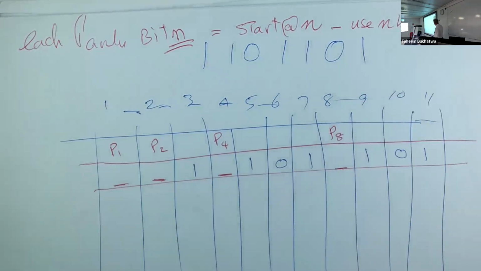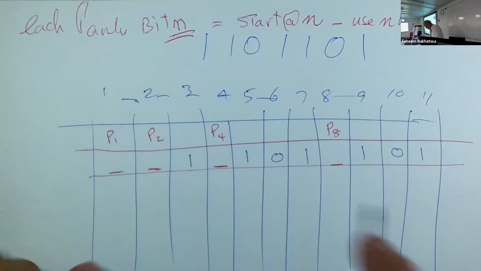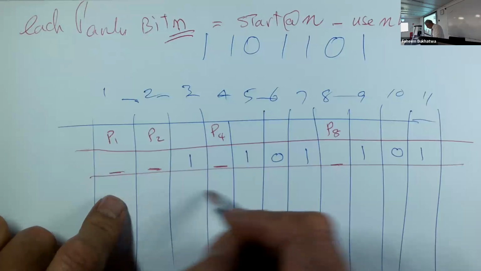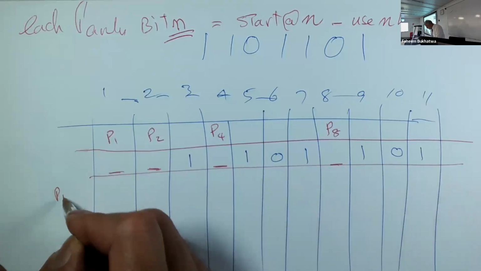What does that mean? Okay. For parity 1, start at number 1, use 1 and skip 1, and keep doing that. Use 1, skip 1 until the end of the frame. Right, so the group that goes with parity 1, I'm just going to list now parity 1 here.